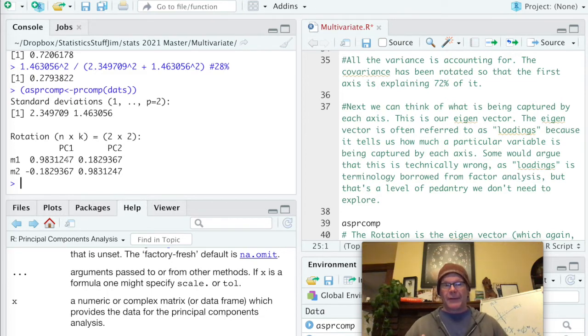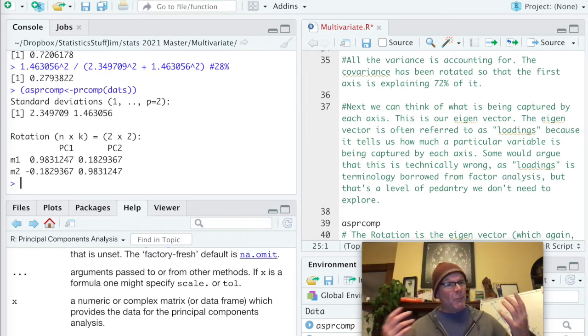What matters is the magnitude. So the first thing you want to do is look at those numbers and take the absolute value of them. 0.98 is greater than 0.18, and so PC1 appears to be dominated primarily by our first measurement, and the second measurement isn't quite that important. Whereas PC2, remember, that's the orthogonal axis to that, measurement 1 isn't very important and measurement 2 is really important.